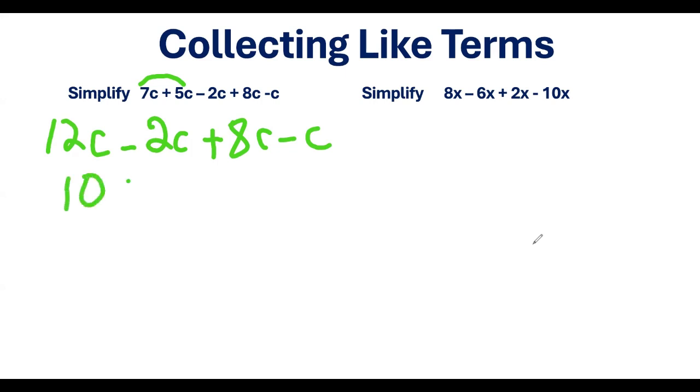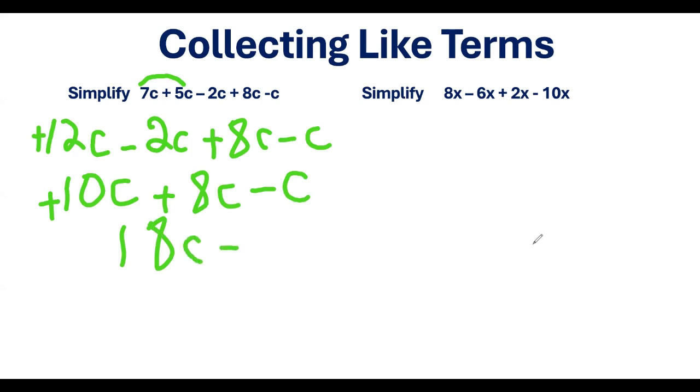10c plus 10c. Because 12 has a plus sign, so plus should come in the answer. 10c plus 8c minus c. What is 10c plus 8c? 18c. What is 18c minus c? Minus 1c. C means 1c. It is 17c. Why is plus there in the answer? Because 18 is the bigger integer. 18 has a plus sign. So plus is there in the answer. This is the answer for this question.